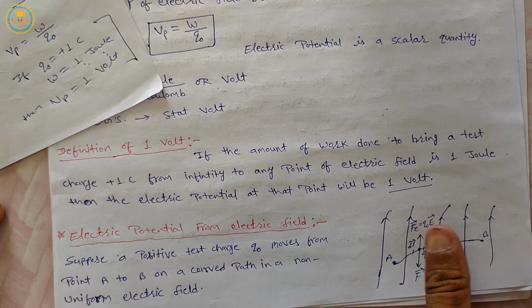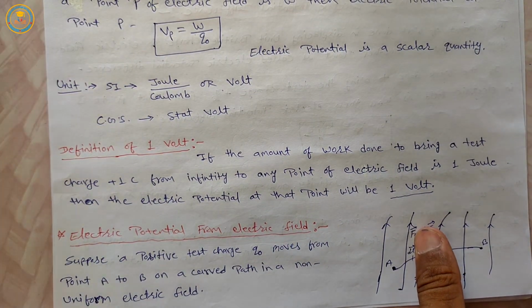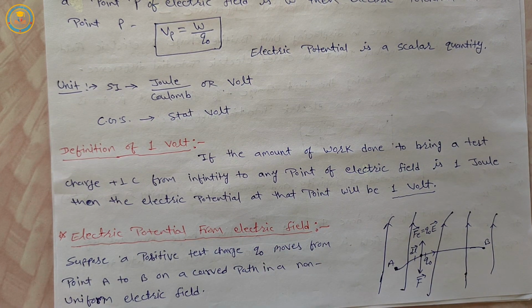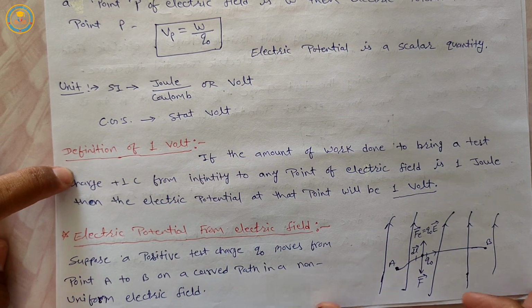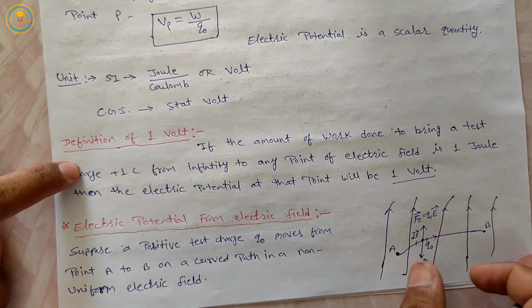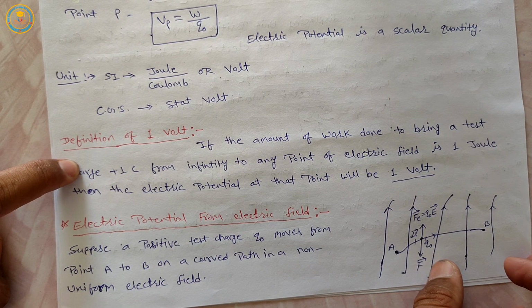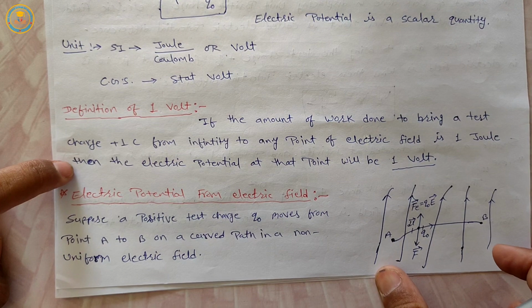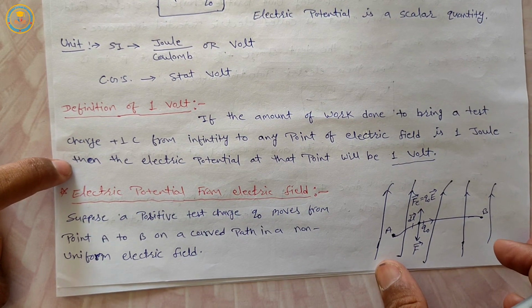Okay, our next topic is electric potential from electric field. Here we consider a non-uniform electric field. A non-uniform electric field means the intensity of the electric field at every point will be different.